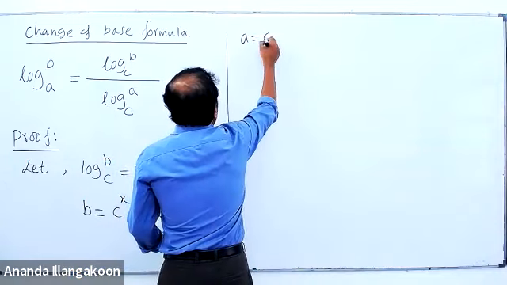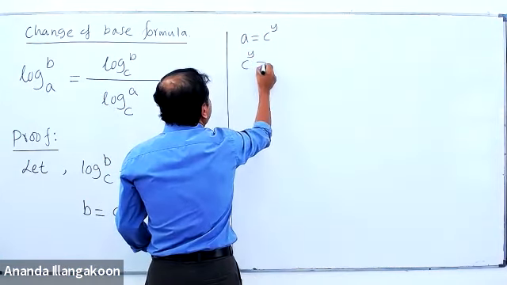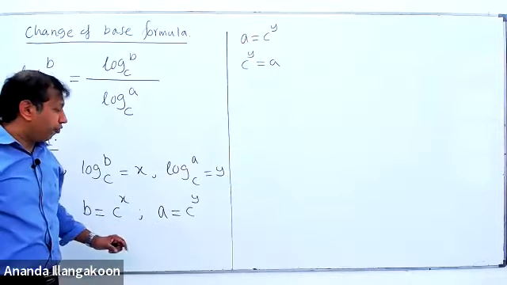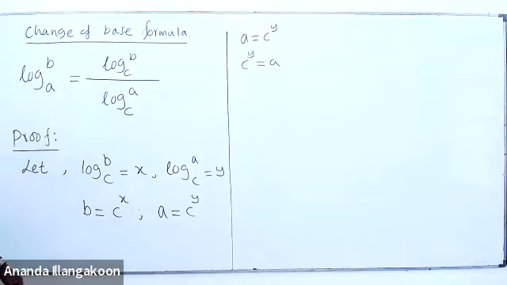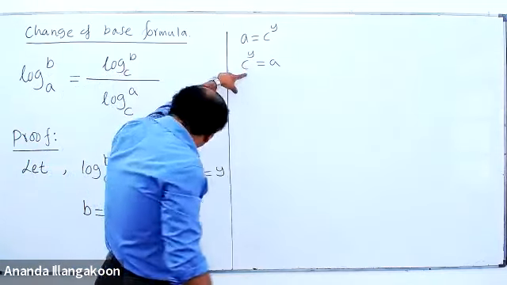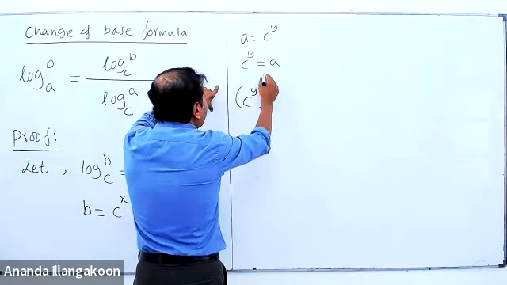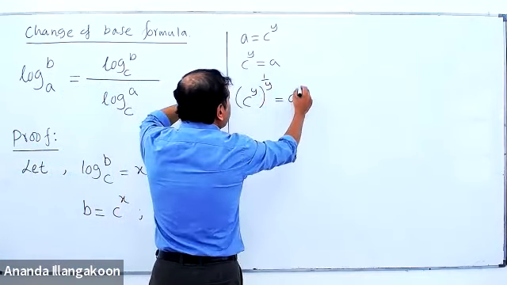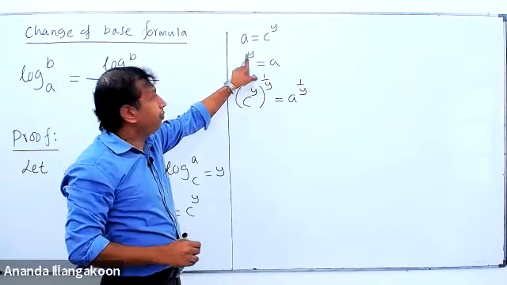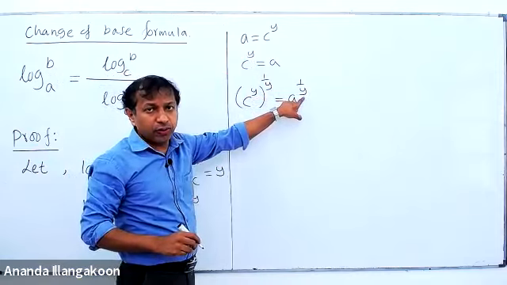a equals c to the power y, no? This means c to the power y equals a. I'm going to find this c. How to find c? c can be found by taking power 1 upon y on both sides. Earlier also we did something like that. The c we need to find, that means this y should be converted to 1. That is why we take the power 1 upon y on both sides.